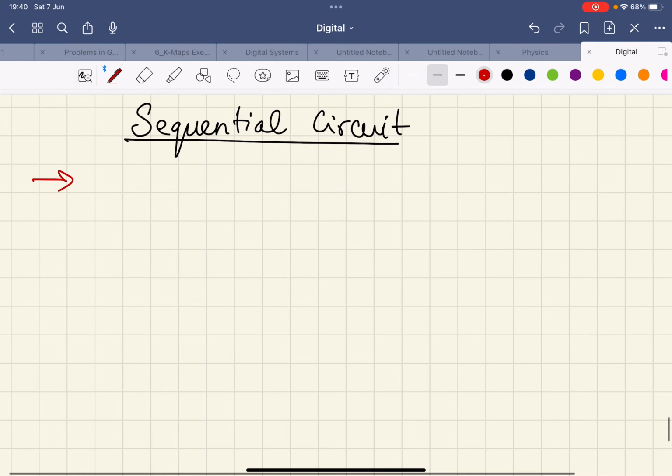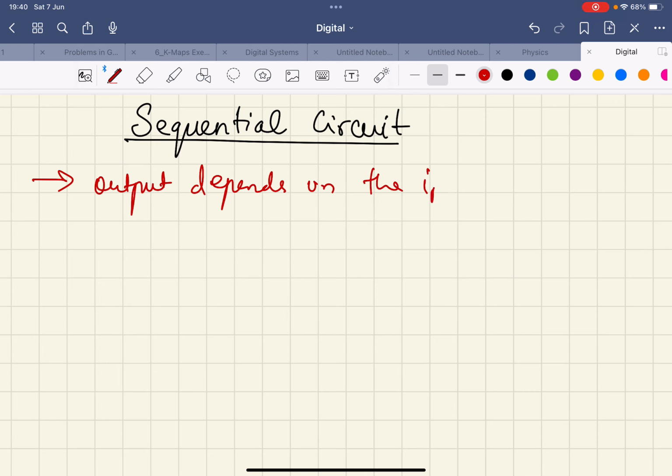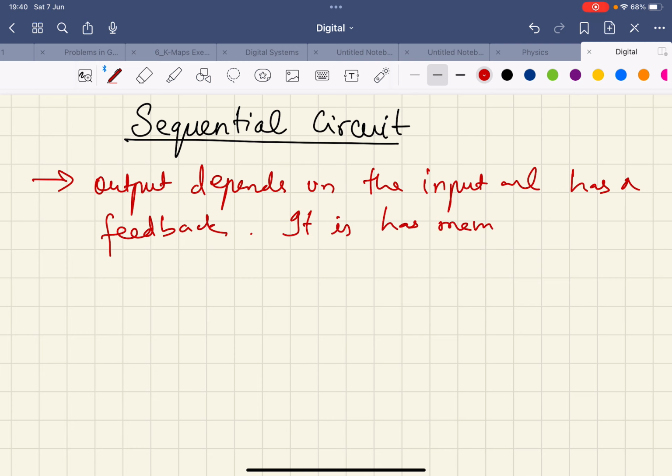A sequential circuit is one where the output depends on the value of the input and also has feedback, and it also has a memory. That means it has a memory.